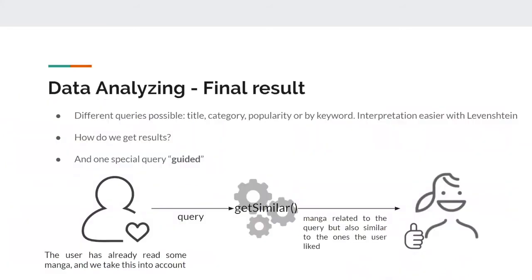Today, our project can handle query by title, category, popularity, or keyword. All queries, except by popularity, use Levenshtein distance to analyze the sentence. Levenshtein distance is very useful to measure the proximity of two words. Like this, the user can enter a badly written word, and the program will still understand the wording of the user.